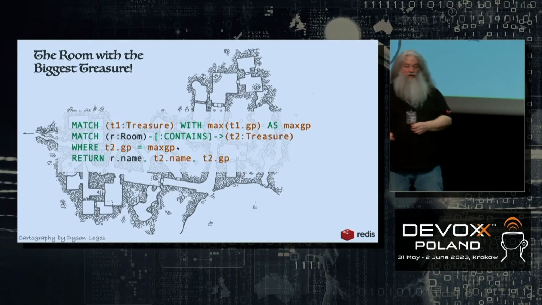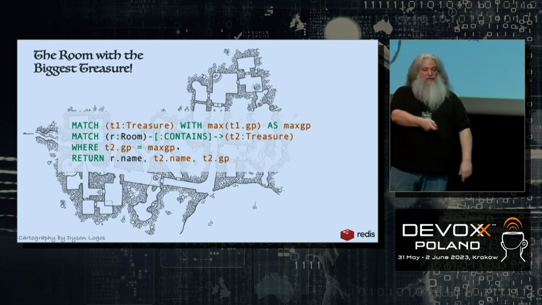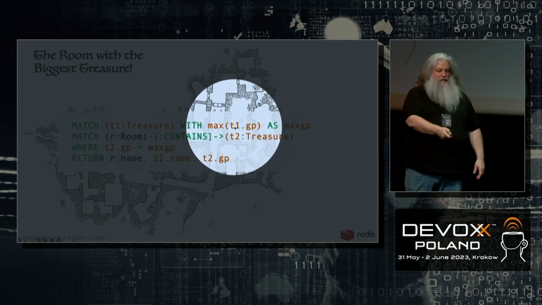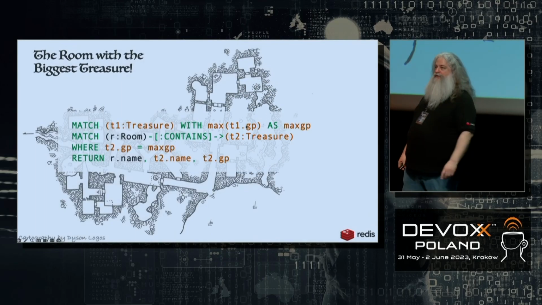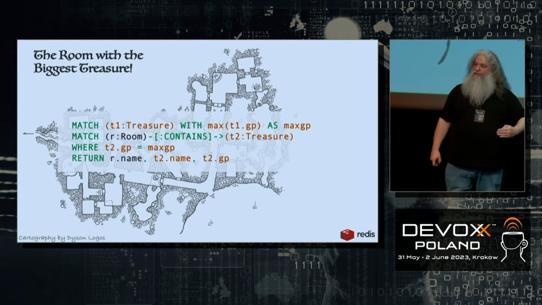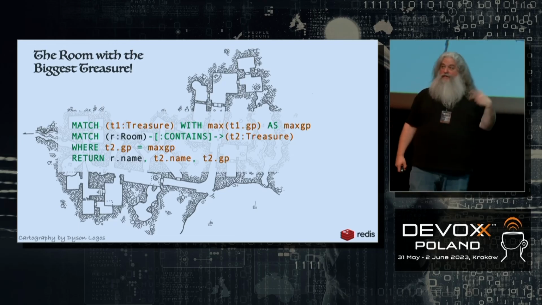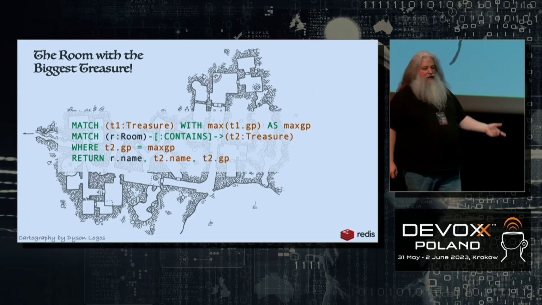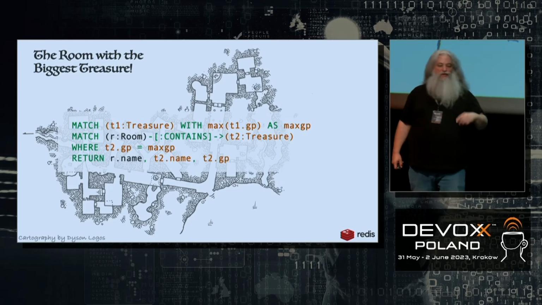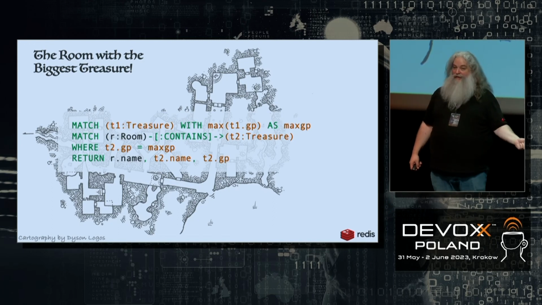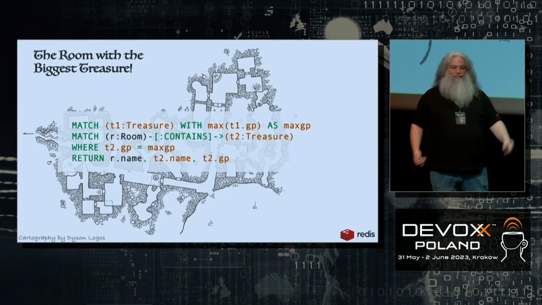So here we're using some more syntax where we're saying match all the rooms that have a label of treasure, and then for all of those, get the max gold piece value of all of those treasures. This is kind of like a group by query in SQL. And we're assigning that to a little variable that we can use later. And then we find rooms that contain treasure where the treasure is equal in value to that. And then we can return information about that room and the treasure therein.